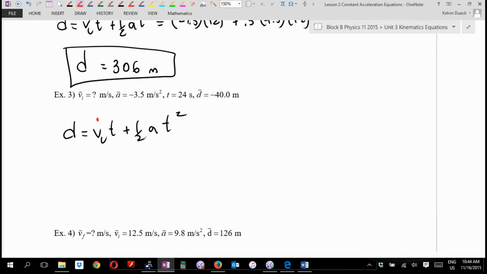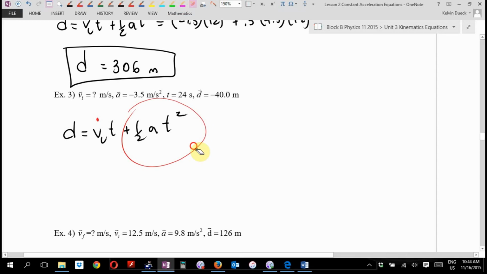What's right next to the VI? T, what's the T doing? I think I'm going to divide by T, but later. I need to move this thing over. That half AT squared. What's that half AT squared doing to the VI? Adding. So how will I move it over?